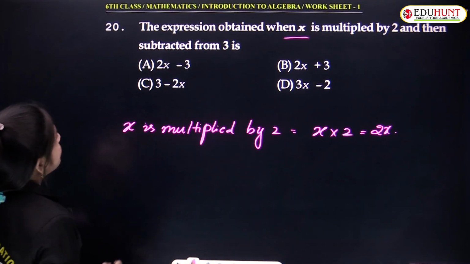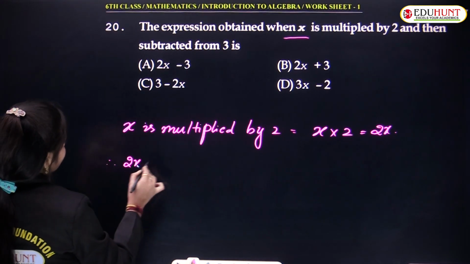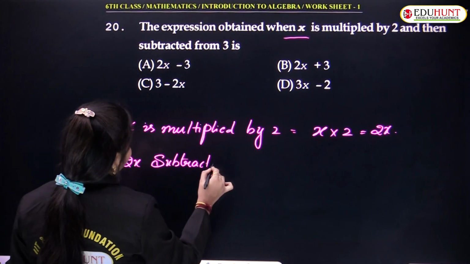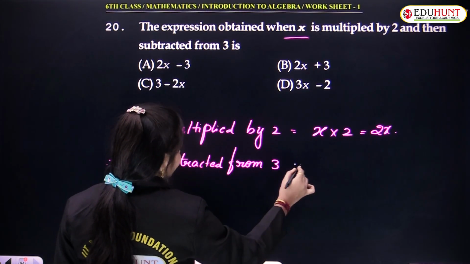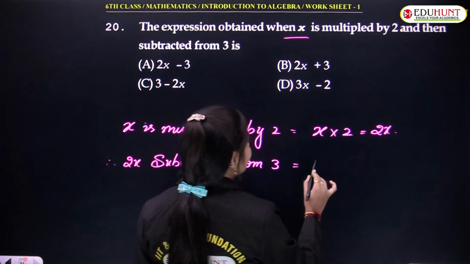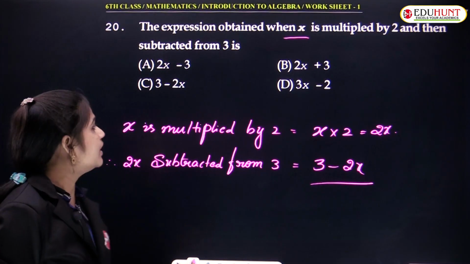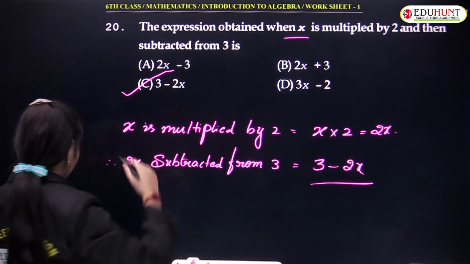Okay, now here subtracted from 3, which means now here 2x subtracted from 3, which means here from 3 we need to subtract 2x. Then how can we write it? 3 minus 2x. Understood? Then here which one is correct? 3 minus 2x. Option C is correct.